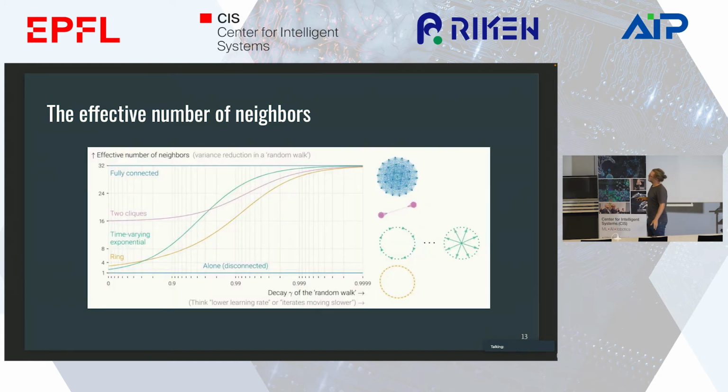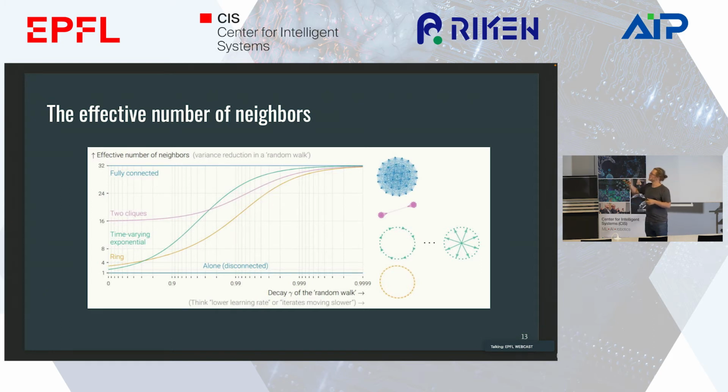And this is just the effective number of neighbors for a few graphs. So for instance, in the fully connected setting, the effective number of neighbors is always the whole graph because everyone is close to you. When you have two cliques, it's funny because you immediately have 16 neighbors, the people in your clique, but then you need to increase gamma quite a lot to see the people from the other clique.